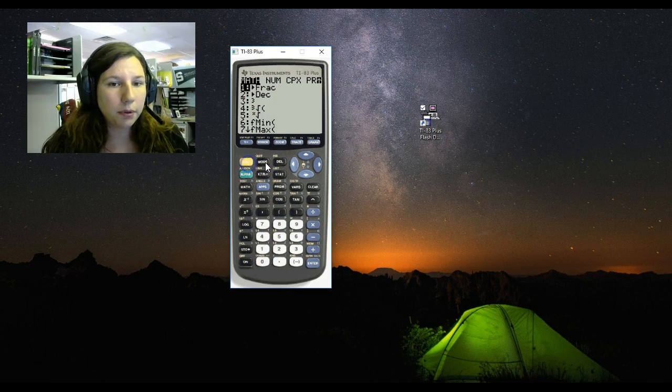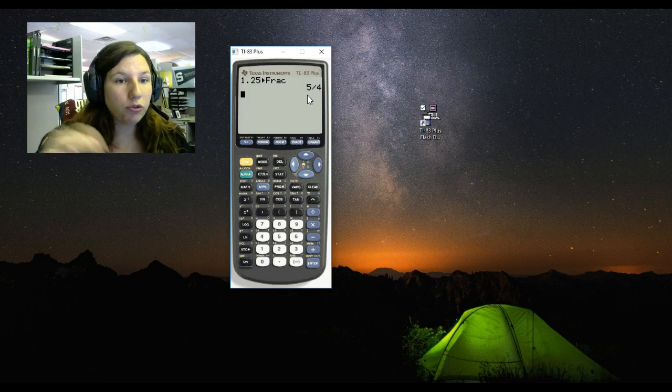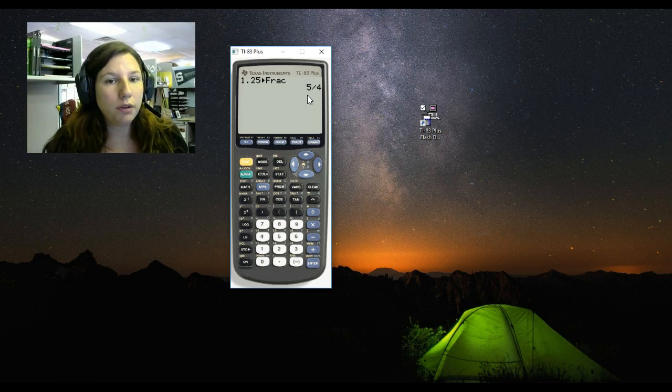So for example, if I have the number 1.25 and I want to change it to a fraction, you just have to push math and hit enter to select fraction, and it writes it as a fraction for me. So that's my cue. This is a rational number. It can be written as a ratio or a fraction.